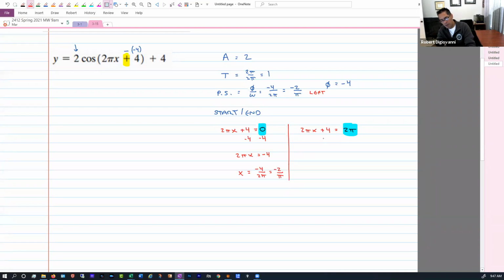The other one, we subtract 4. So this is going to be a little weird. We're going to have 2 pi x equals 2 pi minus 4. Now, I'm not going to do that on my calculator. I'm just going to leave it like that. And then what I'm going to do is divide everything by 2 pi.